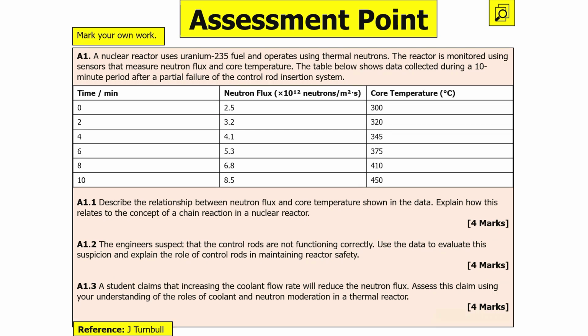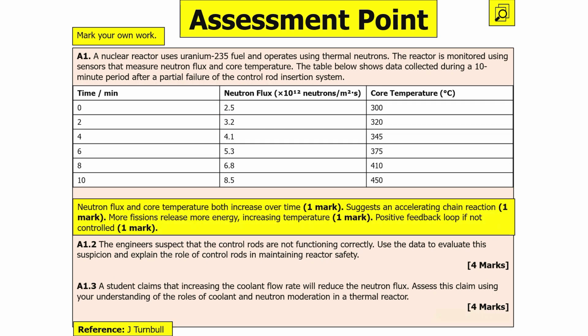Right, in our first one, the neutron flux and the core temperature, as you can see from the data, both increase over time. So this is suggesting an accelerated chain reaction. More fissions release more energy, increasing the temperature. And it's a positive feedback loop if it's not controlled with control rods, as shown in the data.